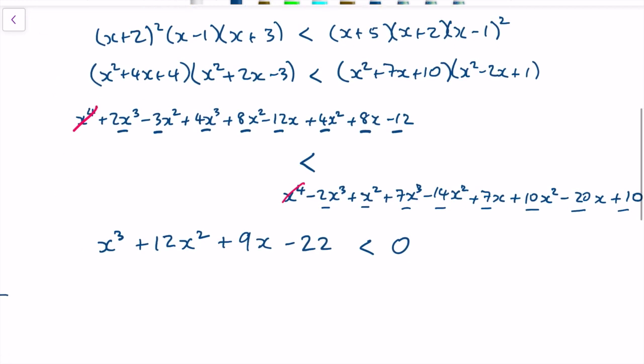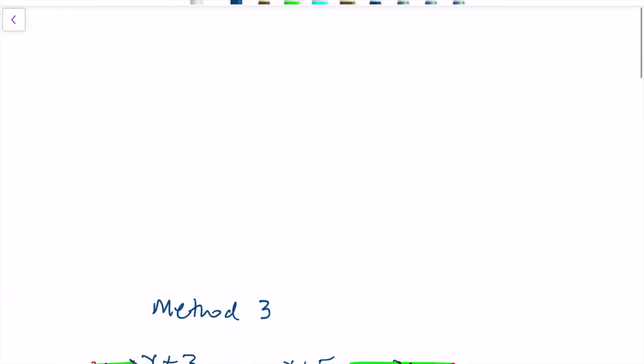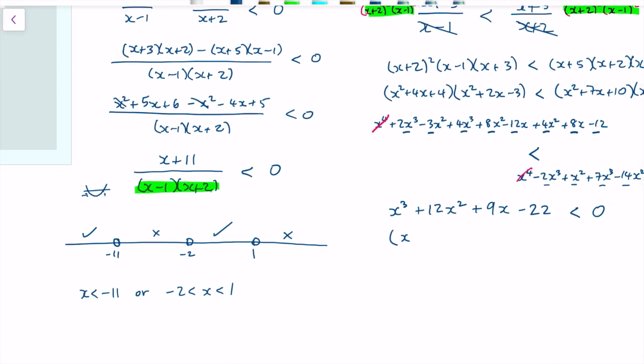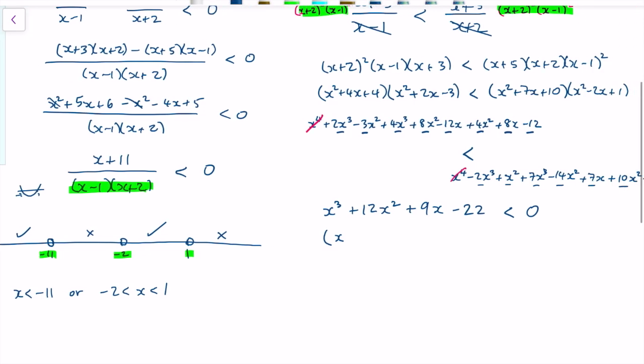And now we need to factorise this cubic. Turns out that the solutions, or the roots, are the same values of x that were critical in the last one. So if we look at that number line there, minus 11, minus 2 and 1 are the special values here. And they're going to be the roots of this cubic: x plus 11, x plus 2, and x minus 1. Okay, and you can verify that that actually works.